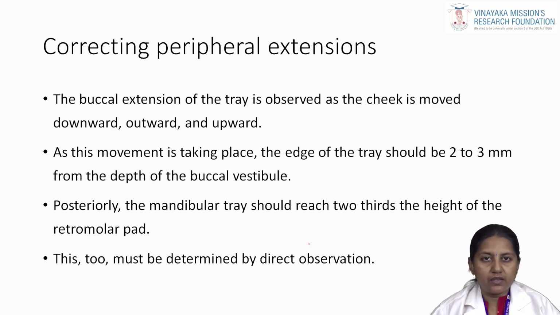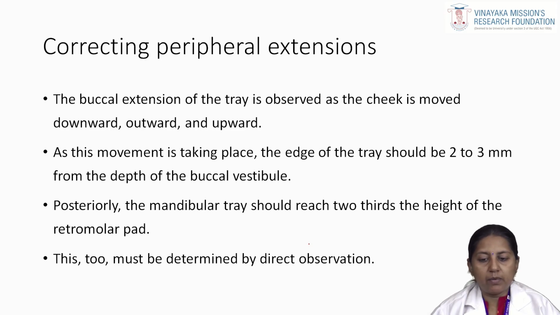You put the special tray in the mouth and check for extensions. It is the same thing. The buccal extension of the tray is observed as the cheek is moved downward, upward and outward. As this movement is taking place, the edge of the tray should be 2 to 3 mm from the depth of the buccal vestibule. In simple words, it should be 2 to 3 mm short of the sulcus.